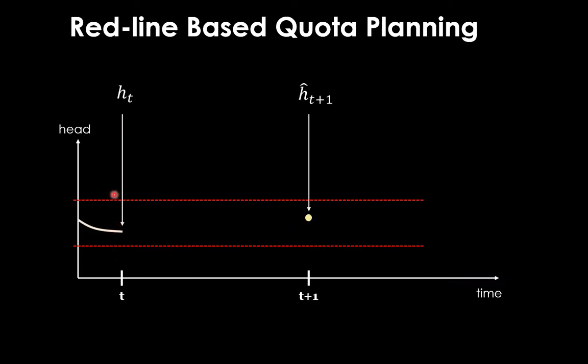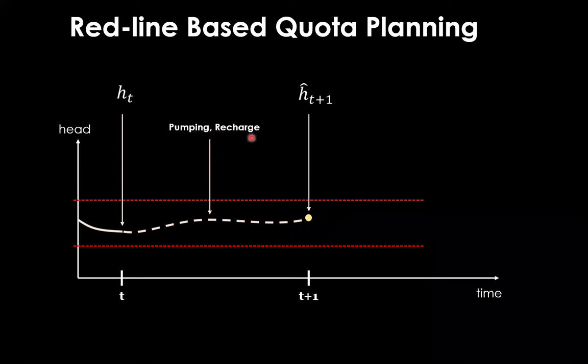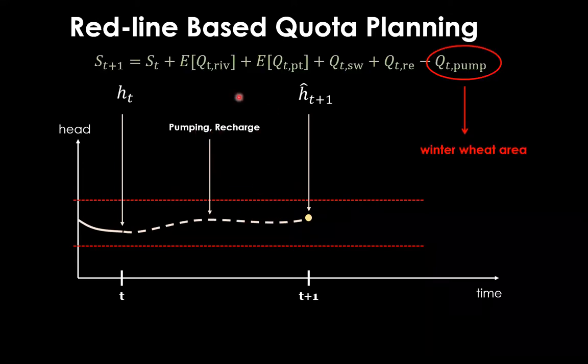And during the planning, we begin with the observed heads at the current time step. Then we can specify the target head that we want to approach for the following September. And with both the initial head and the target head being defined, the transition between the two states is mostly driven by the pumping and the recharge, which is described by our groundwater model. Then we can estimate the amount of groundwater pumping that corresponds to our target head. And this pumping quota can be further translated into the winter wheat areas, which helps decision makers to determine how much winter wheat should be fallowed if necessary.